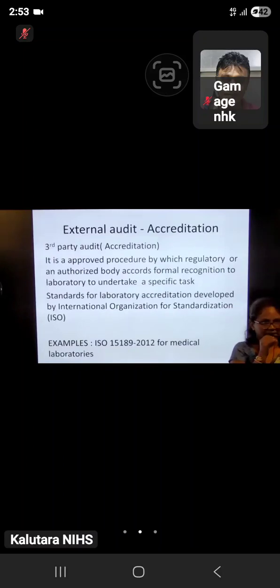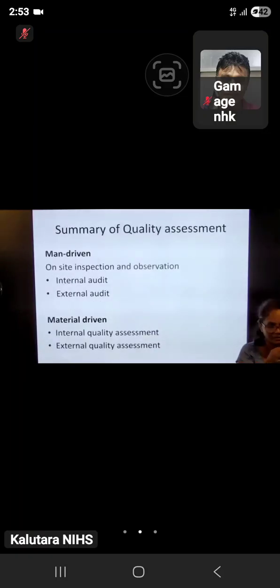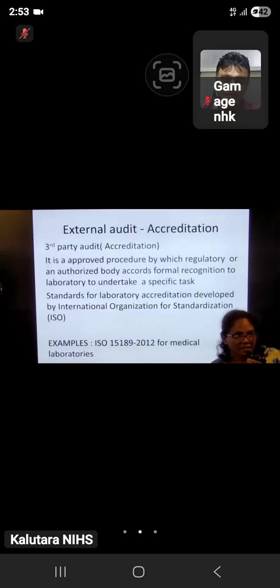External audit. What is external audit? It is similar to the internal audit, but a group of people... it is an approved procedure by which a regulatory or authorized body accords formal recognition to a laboratory to undertake a specific task. As an example, accreditation. Actually, accreditation is the external audit.